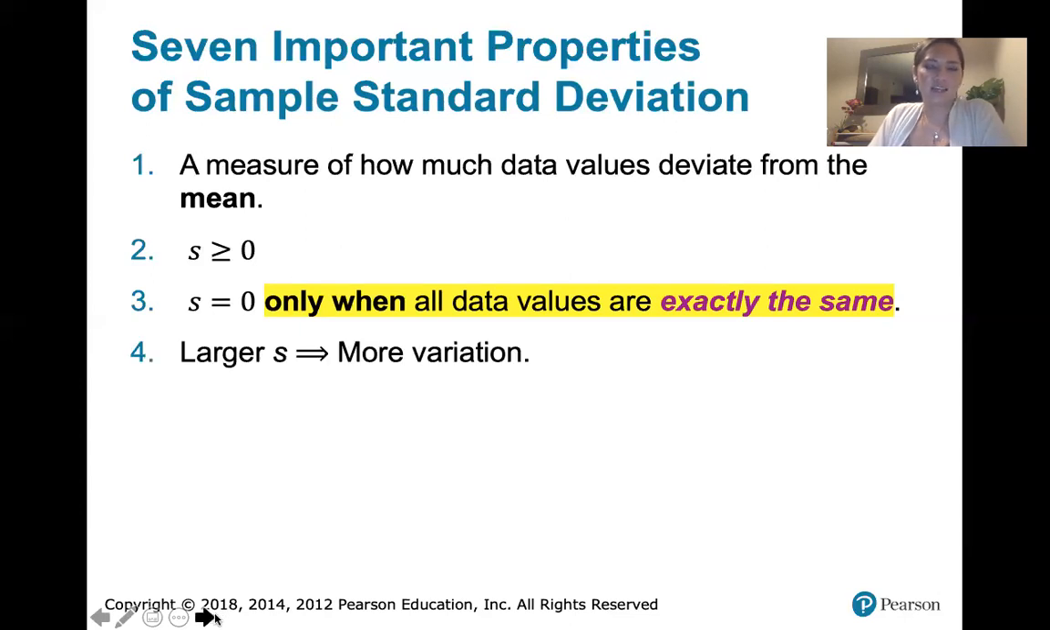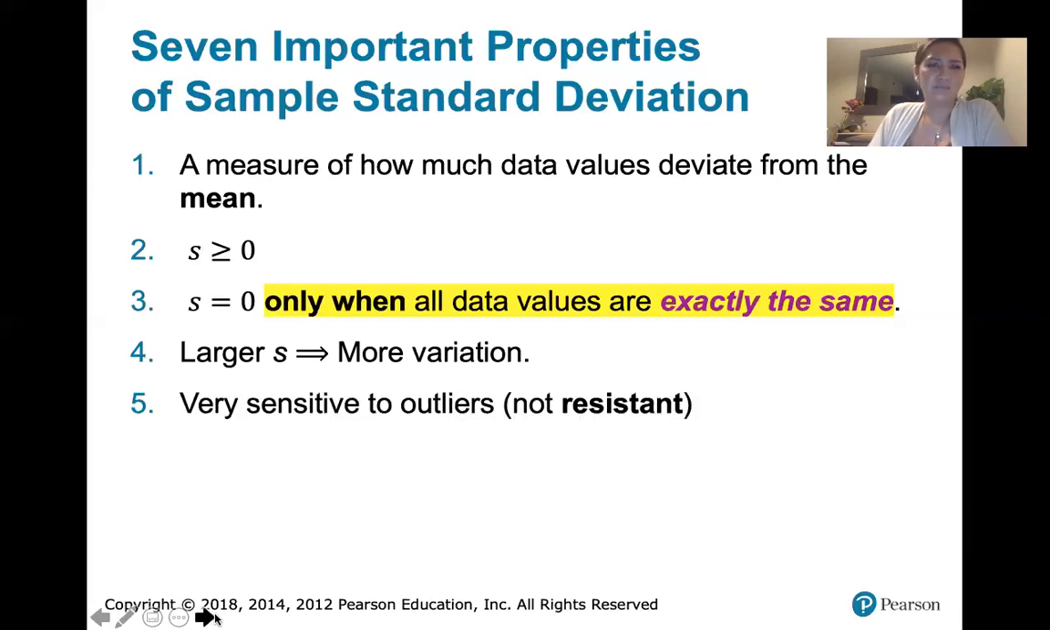The next property is that larger values of the sample standard deviation mean that there's more variation in the data. Now, this is very sensitive to outliers.